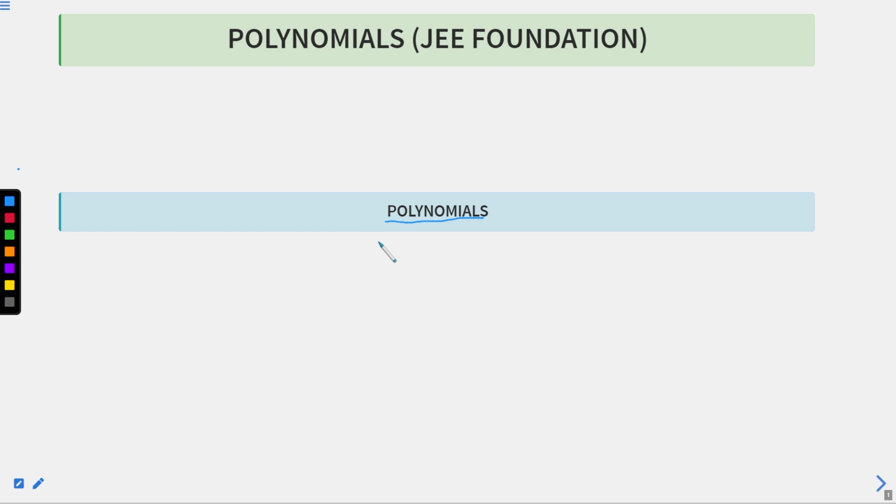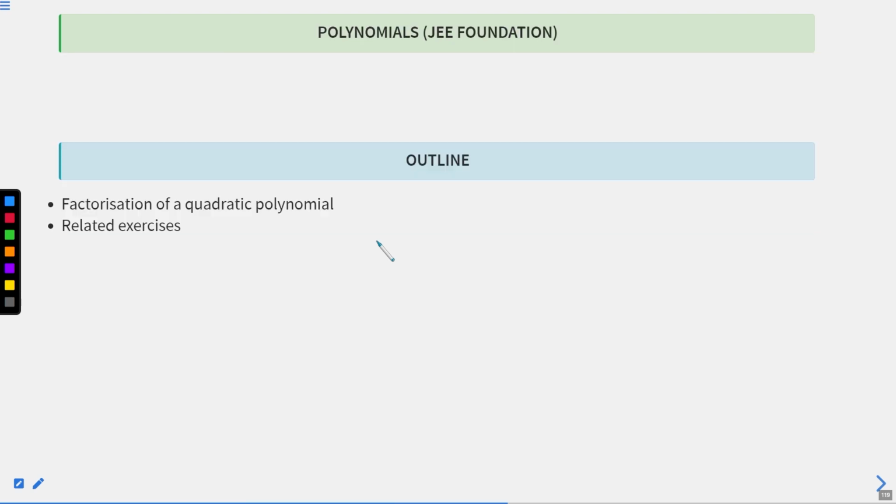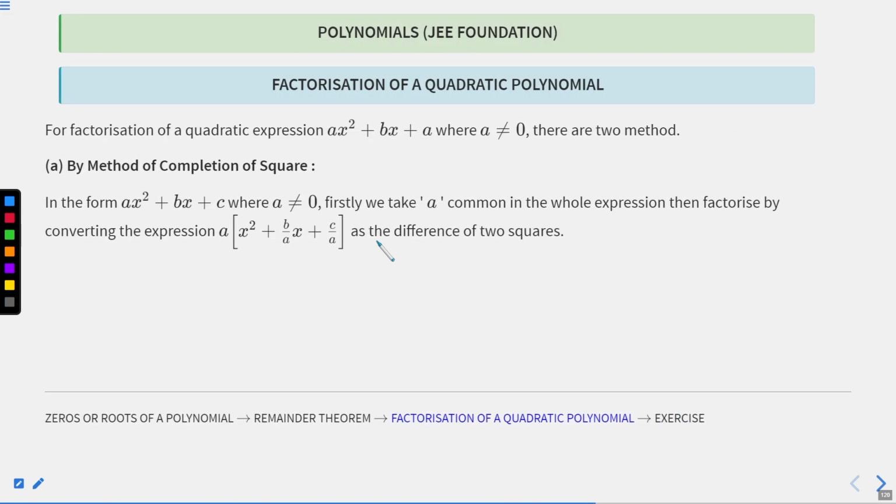In the previous class you saw an example where we just used values, saying that those values or those terms are factors of the given polynomial. So let's see how we came to the point that this given linear form is a factor of the given polynomial. Let's see factorization of a quadratic polynomial. Here we will be discussing only the quadratic polynomial and related exercises.